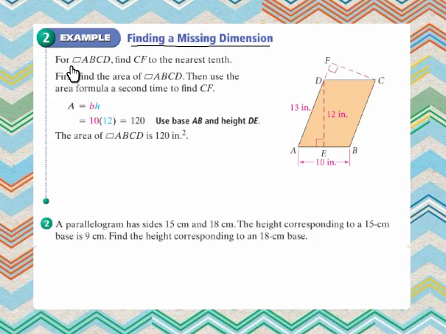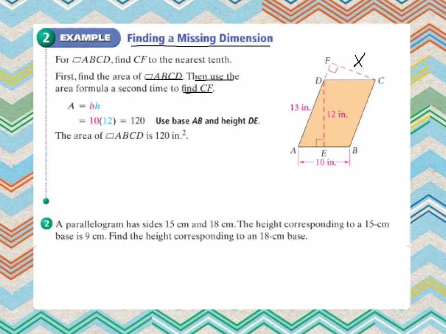For this parallelogram ABCD, they want us to find what CF is. So I'm going to go ahead and label CF as X because that's what I'm really looking for. Notice how I did that at the very beginning of the problem. And now we're going to find the area. We're going to first find the area of this shape, and then we're going to use the area to help us find out what CF is.